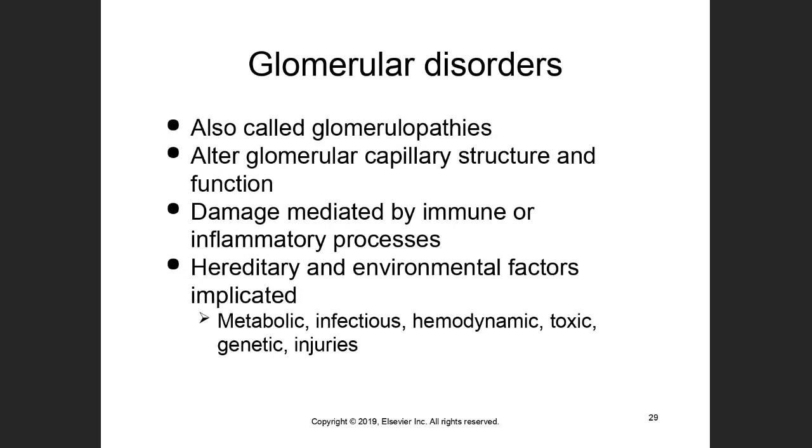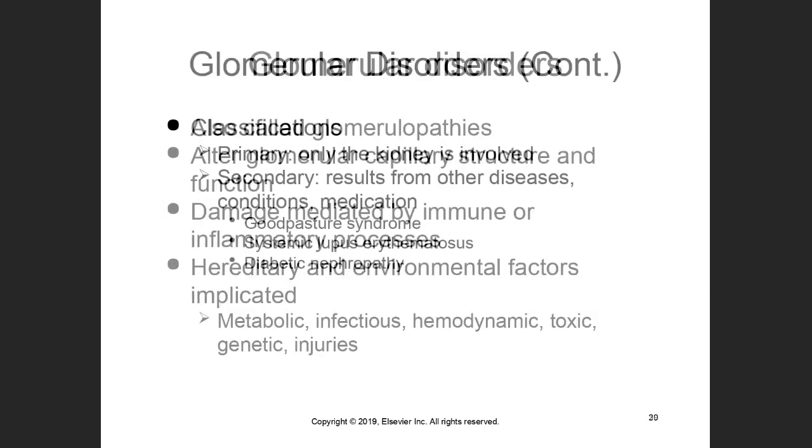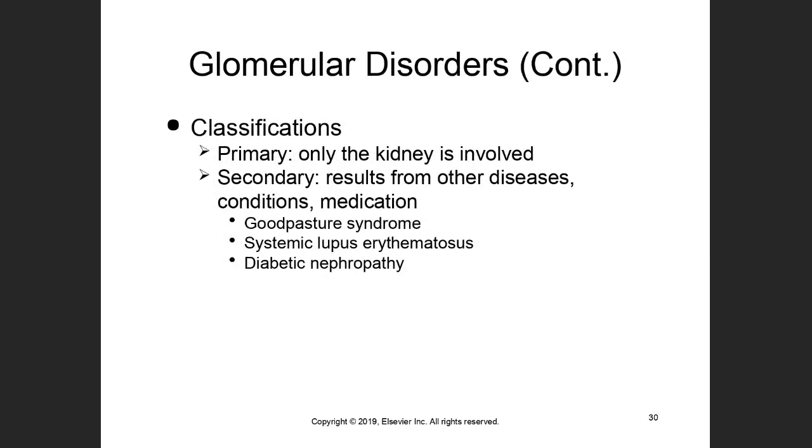Glomerular disorders, also called glomerulopathies. Altered glomerular capillary structure and function, damage mediated by immune or inflammatory processes, hereditary and environmental factors implicated. Okay, metabolic, infection, hemodynamic, toxic, genetic, or other injuries. Classification, we have primary and secondary. Primary, only the kidneys are involved. Secondary, they involve other parts of your body. Okay, like Goodpasture, systemic lupus erythematosus that produces a lot of signs and symptoms, and diabetic nephropathy.